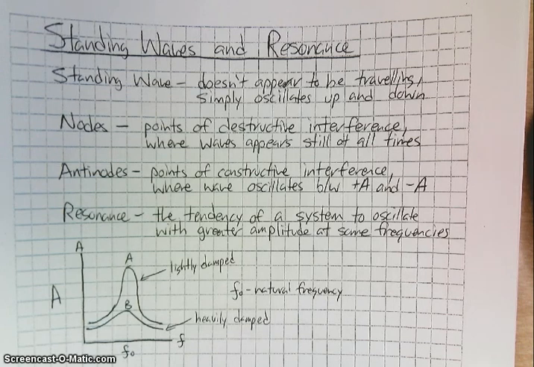Alright, this video is basically just going to define a few terms, and we'll get into the specifics in some other videos here. But I'm going to talk about standing waves and resonance. A standing wave is something that doesn't necessarily appear to be traveling, but it's simply oscillating up and down.